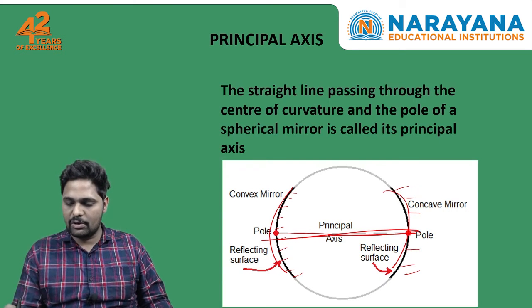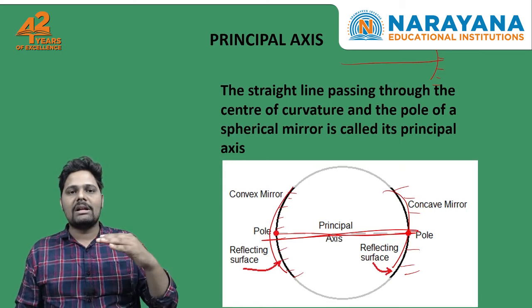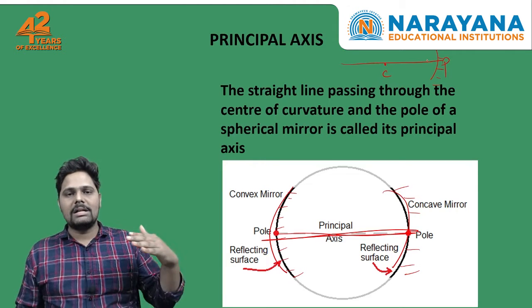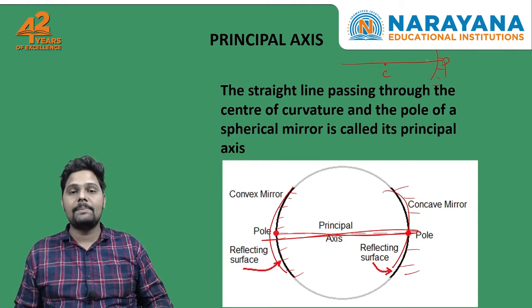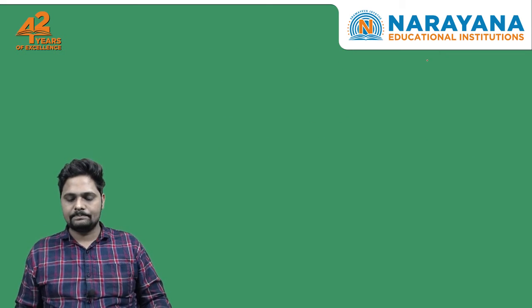For example, if you take a concave mirror like this, the line passing through the center of the mirror, through the center of curvature and through the pole, that straight line is called the principal axis. It will be there for a convex mirror as well as a concave mirror.